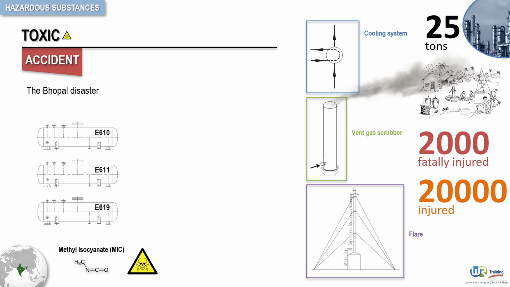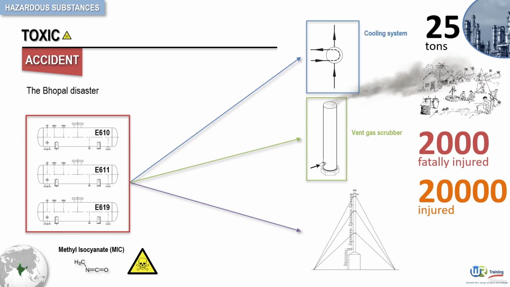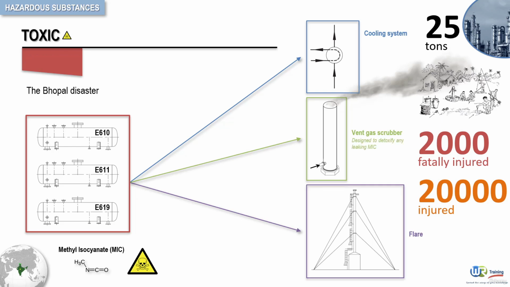Now, briefly, the Bhopal plant was storing MIC in 3 separate tanks, as seen here, E610, E611, and E619. These tanks were connected to a vent gas scrubber, as seen here, a cooling system, and a flare. The vent gas scrubber was designed to detoxify any leaking MIC vapor. The cooling system was used to cool MIC and prevent liquid evaporation to form toxic vapors. The flare system, on the other hand, was designed to burn off any MIC vapors.